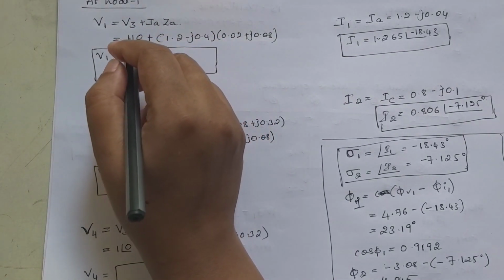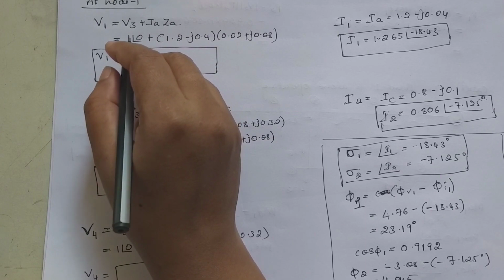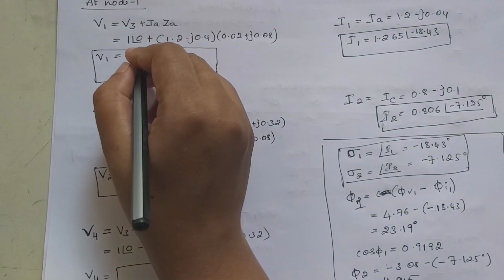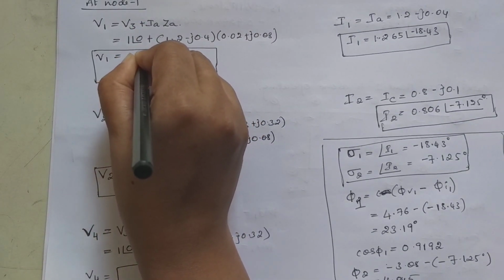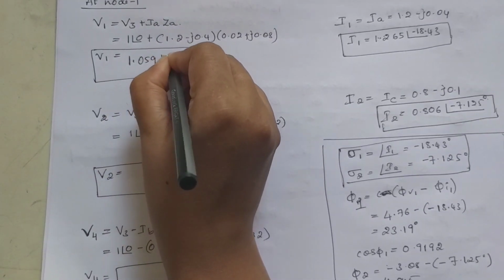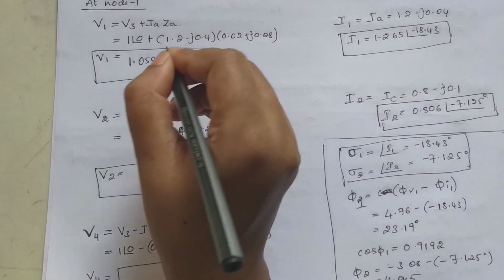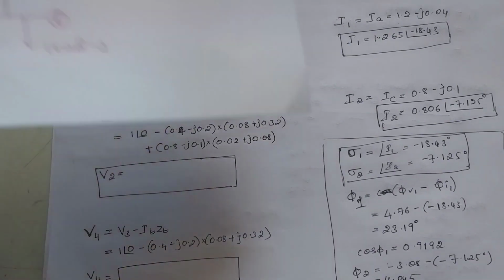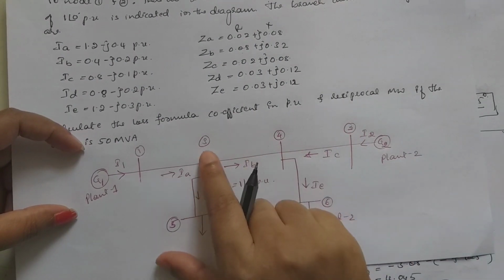almost 1.056 plus 0.088 J. Now we have to convert it into polar form. When we convert it into polar form, we get 1.059 at an angle 4.76 degrees, per unit.